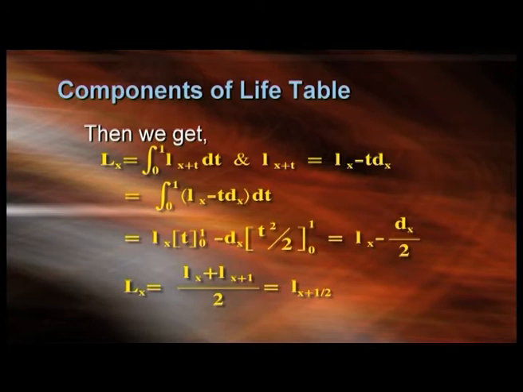By simplifying, the expression is now L of x minus 1 by 2 of d of x, by substituting t equal to 1, which is the upper limit. This reduces to L of x minus 1 by 2 into (L of x minus L of x plus 1), which is equal to half of (L of x plus L of x plus 1), where capital L of x is equal to L of x plus half.